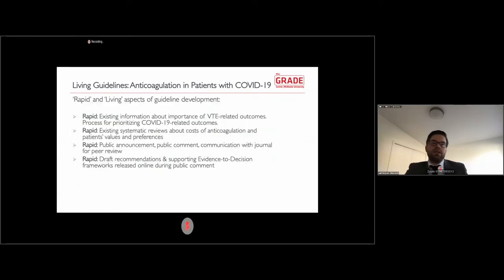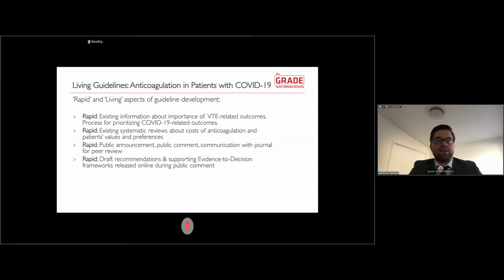So as I mentioned, this included both the rapid and living aspects. In terms of rapid aspects, it included relying on existing information about importance of VT-related outcomes, which were taken from the existing 10 VT guidelines that I mentioned in the first example. It included relying on existing systematic reviews about costs of anticoagulation and patients' values and preferences.